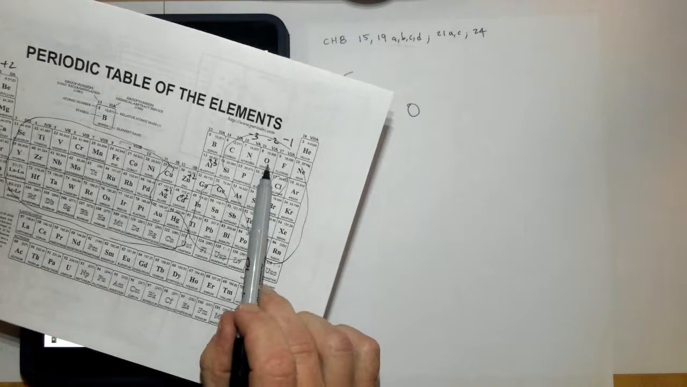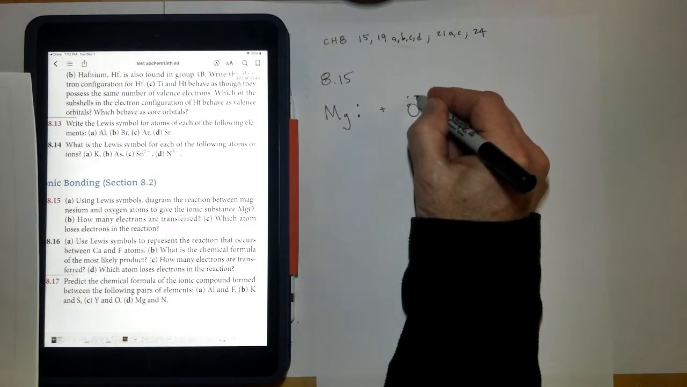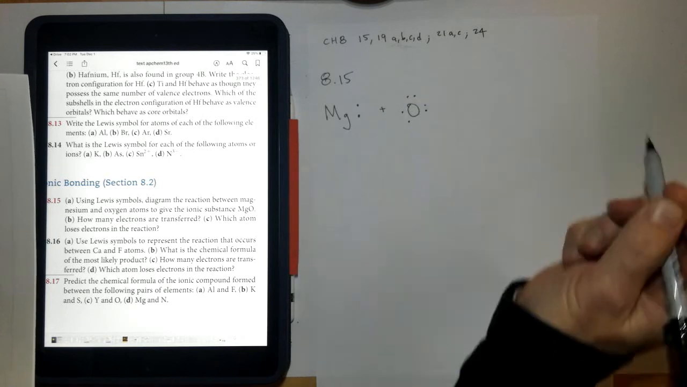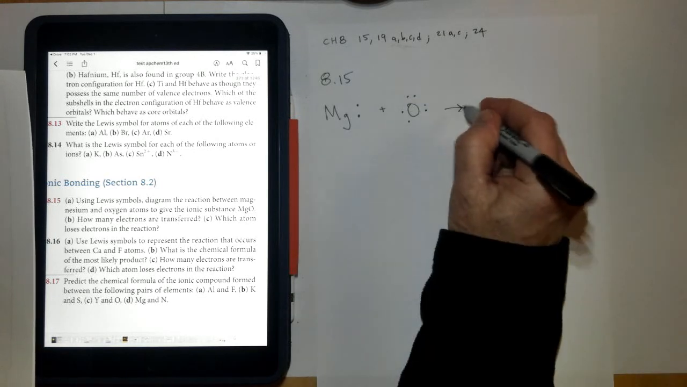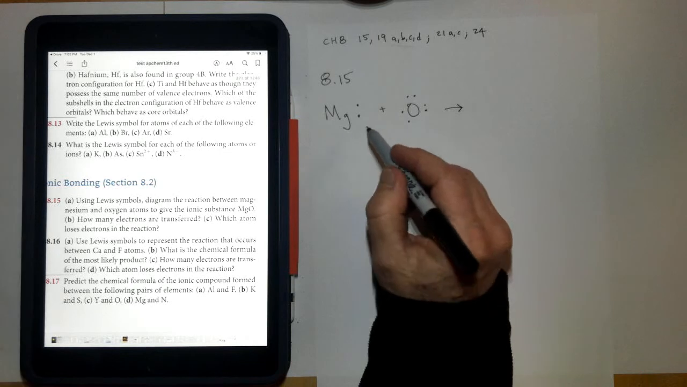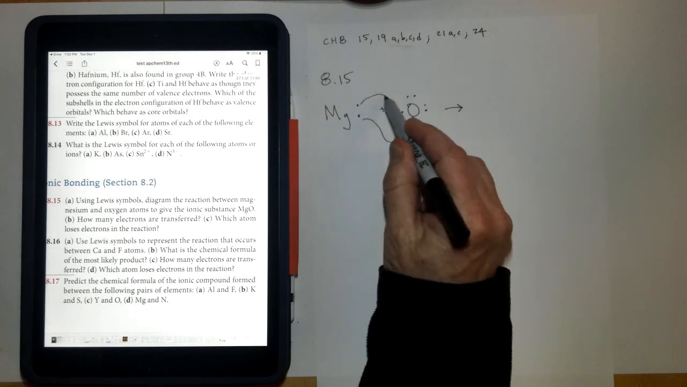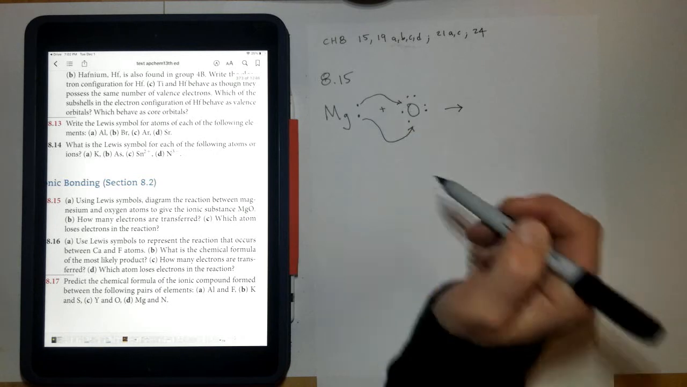Oxygen is in group 16, so it's got 6 valence electrons: 1, 2, 3, 4, 5, 6. I'll draw it that way. And then we'd put an arrow like this. And then to show the transfer or sharing of electrons, we'd have one go over here to give oxygen 7, another one going over here to give oxygen a total of 8.